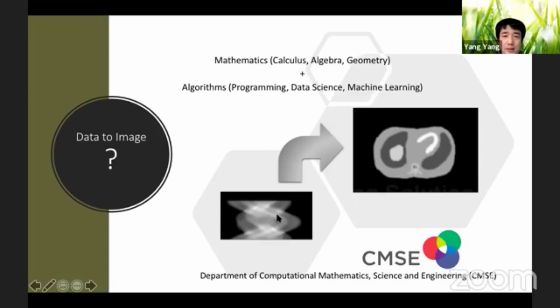Now there are many different algorithms for the computation. We have the conventional model-based algorithms, and nowadays there are a lot of algorithms that use advanced data science tools and machine learning. And this is what we do in my department, which is the Department of Computational Math, Science, and Engineering. So we use advanced tools from mathematics combined with programming to solve real-world problems.